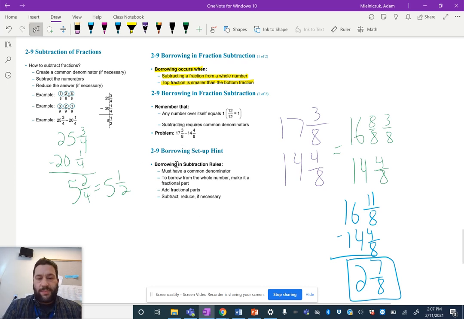Remember, some hints. Borrowing and subtraction rules. Must have a common denominator. To borrow from a whole number, make it a fractional part. Add your fractional parts, and then subtract or reduce if necessary.